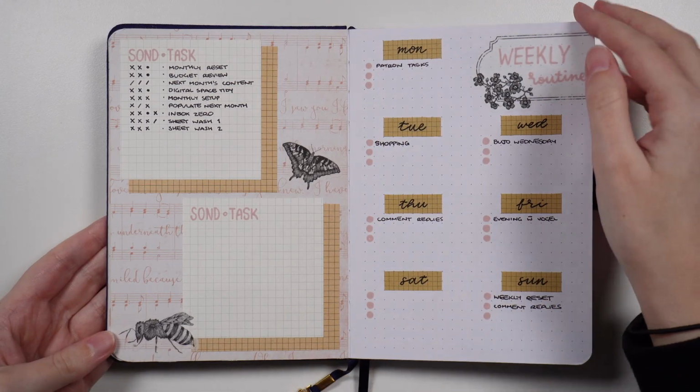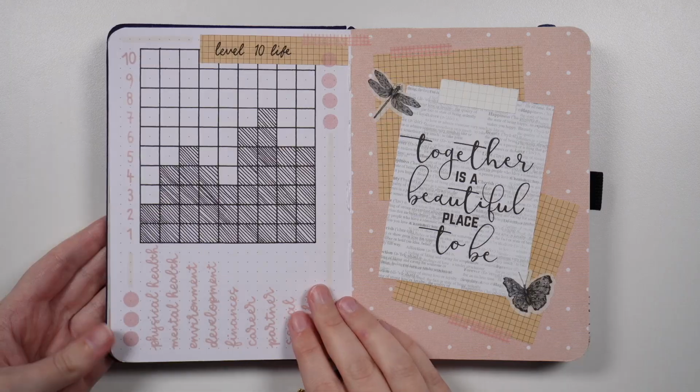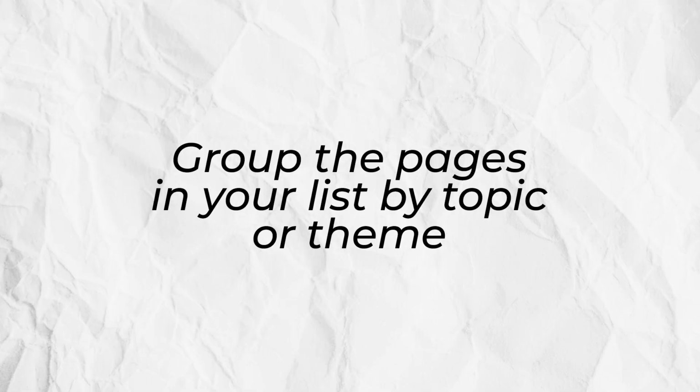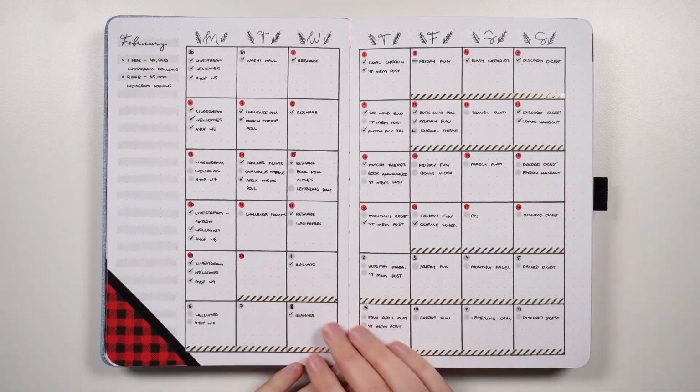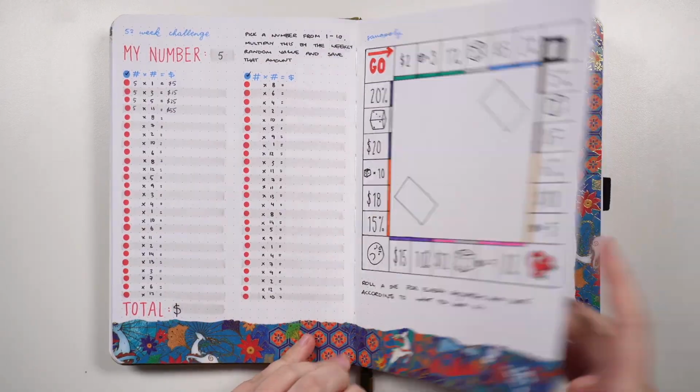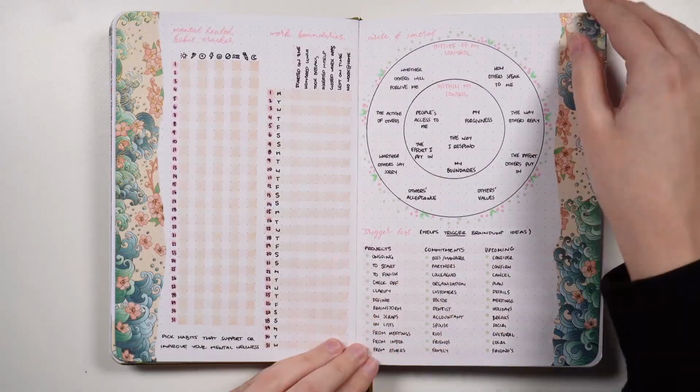The action step that you can take with regards to this consideration is taking your list of pages and grouping them by topic. So for instance, all of the ones related to goals, or all of the ones related to finances, all the ones related to health, etc.